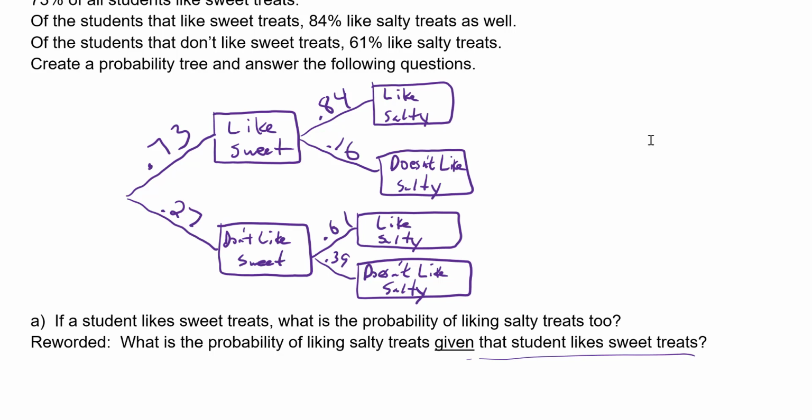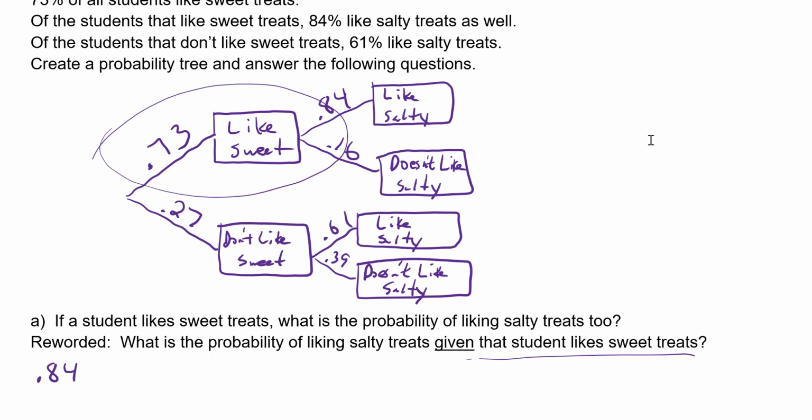Look at what they're asking. If a student likes sweet treats, do you agree we're already past this? So if a student likes sweet treats, what's the probability that they like salty treats? Well, look at the chart. The probability of liking salty treats is 0.84, and that's the answer.